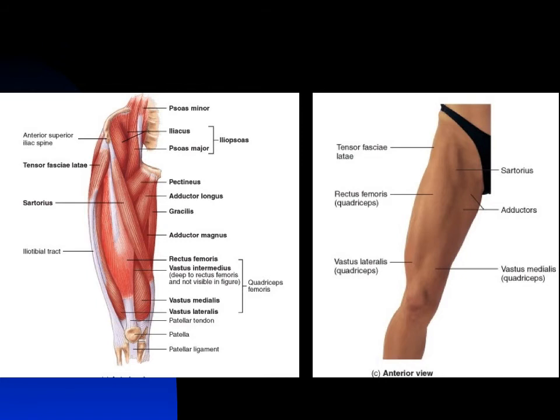Then kind of below these, you can see the quadriceps. The rectus femoris, which runs straight down the thigh, the vastus intermedius, vastus medialis, and vastus lateralis. These all insert by way of the patellar tendon through the patella into the patellar ligament on the tibia, and they extend the knee. So when you want to straighten a bent knee, like in kicking a football, these muscles are very active.